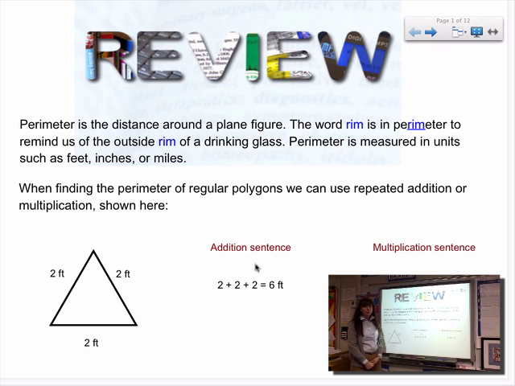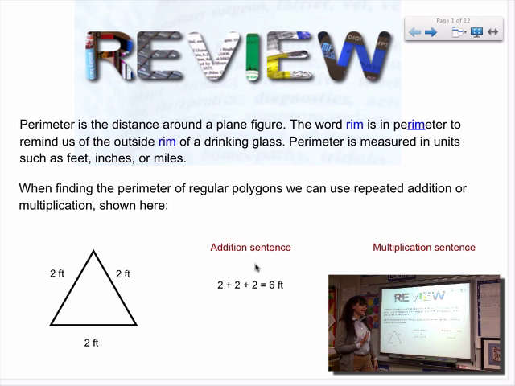And when finding the perimeter of a regular polygon, we connected the idea that we could use repeated addition to find perimeter. Like in this example, we have an equilateral triangle. Each side measures 2 feet. So to find the perimeter, we could have used this addition sentence, 2 plus 2 plus 2 equals 6.